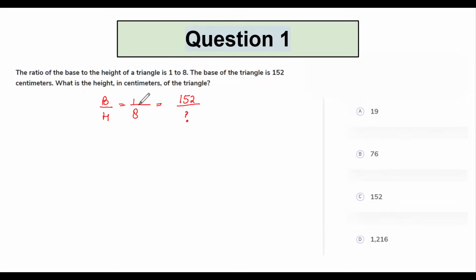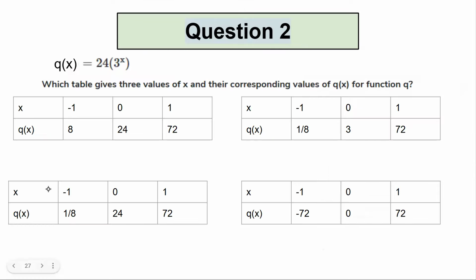So what we can do to 1 over 8, we can multiply the numerator and denominator with 152 and we'll get this number. So 8 times 152 is 1216. So our answer is option D. Okay, done. Let's move on to question 2.